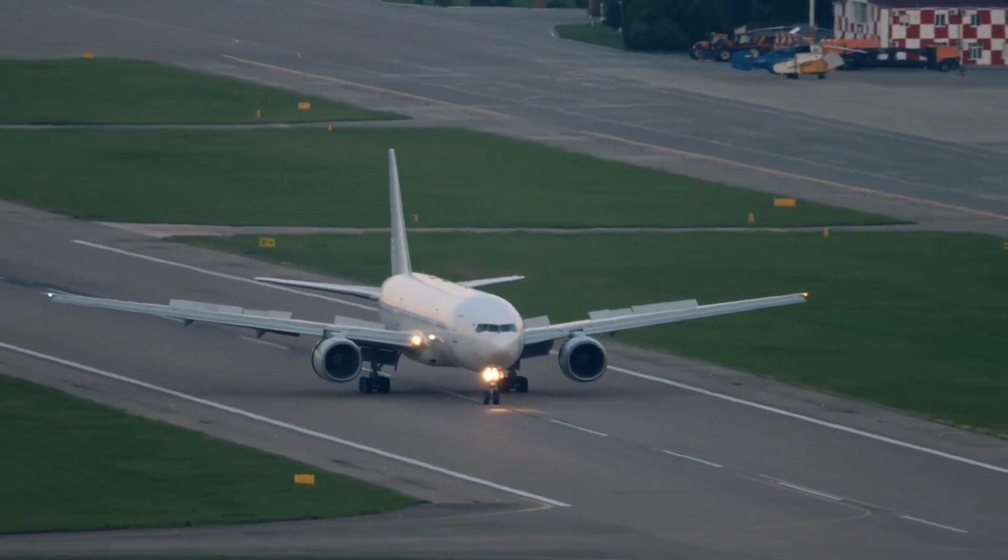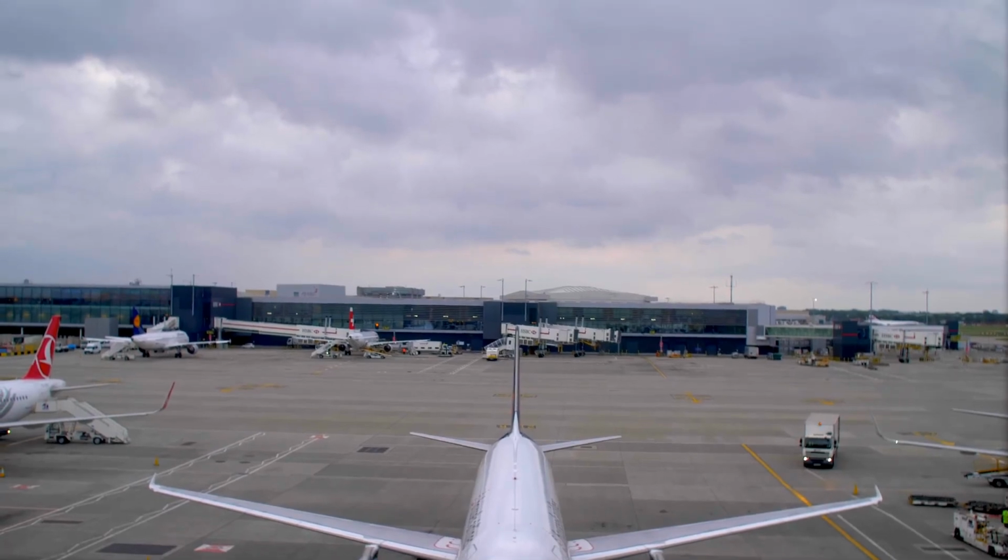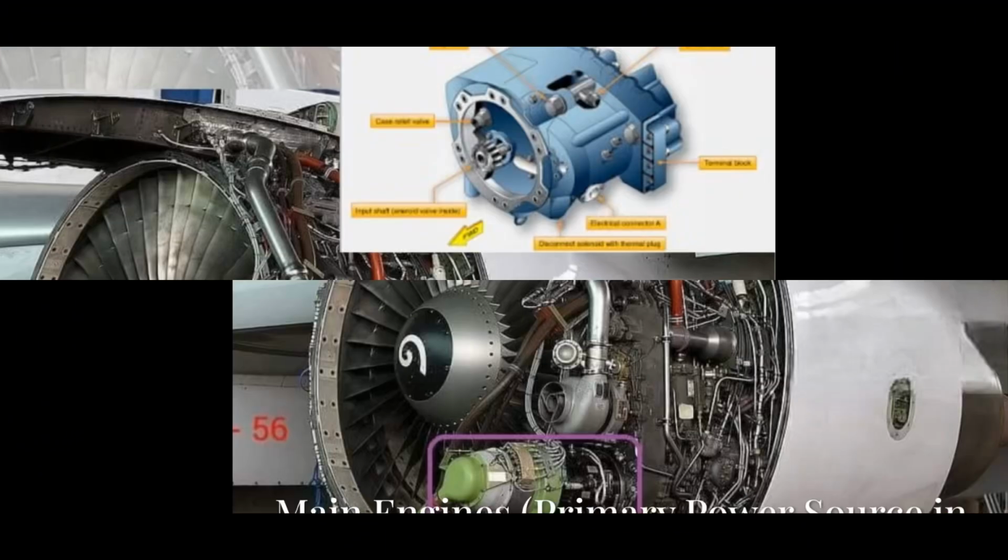Aircraft get electrical power from multiple sources, depending on whether they are on the ground or in flight. Here's a breakdown of different power sources which provide electrical power to an aircraft's systems.